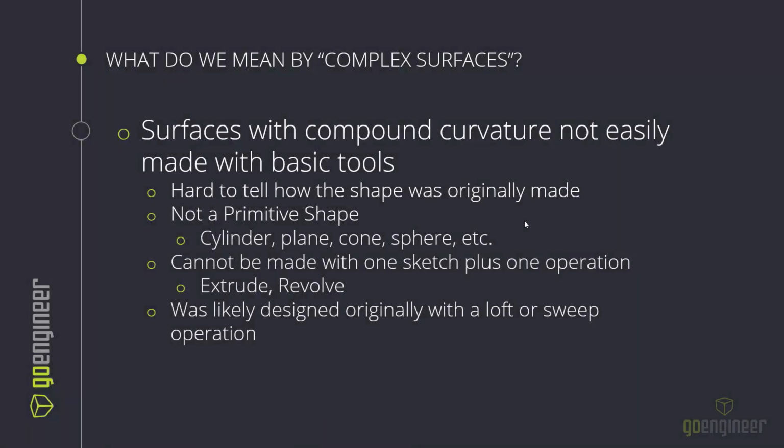So what do I mean exactly by complex surfaces? As I said, they have compound curvature and they're not easily made with basic tools like extrude or revolve. They're also not primitives like cylinders, planes, or cones. And they're probably originally made with something like a loft or a sweep operation, or perhaps some of the newer, more organic modeling tools you're seeing these days.